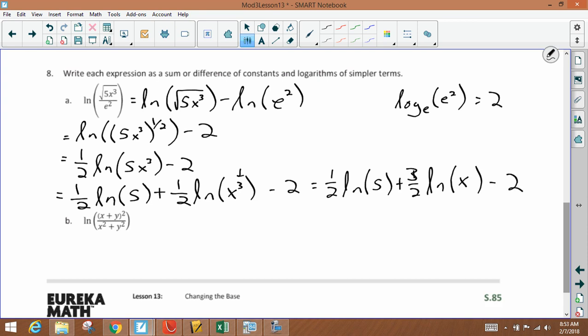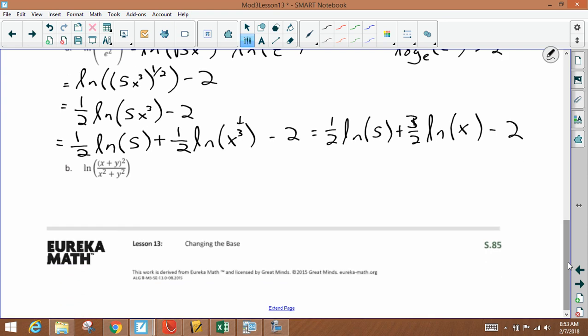Whoops. Can't forget that -2. We have one more to do, and it looks complicated, but it's actually the easiest one. So this, I'm going to write it as a quotient, so this is natural log of x plus y squared minus natural log of x squared plus y squared.